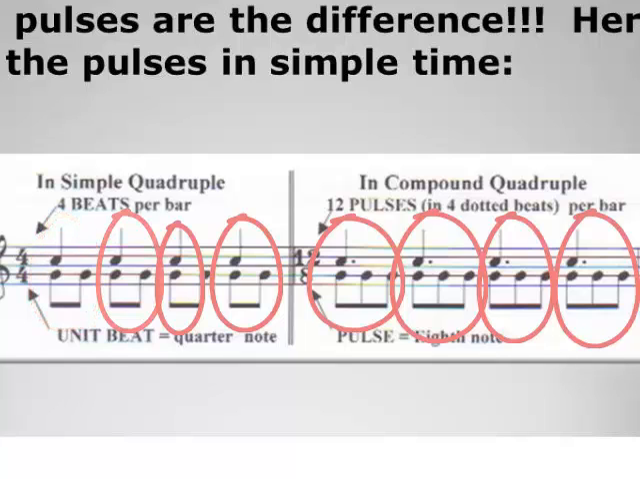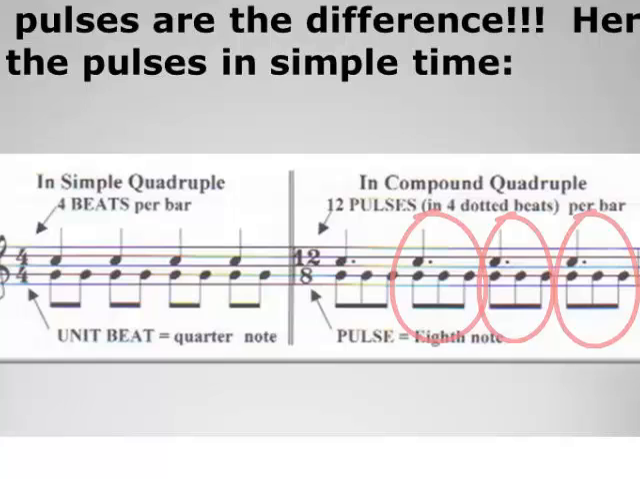In simple time, the bottom number is telling you what kind of note gets 1 beat. In compound time, the bottom number is telling you what type of note receives 1 pulse. What's the difference between simple and compound time? How we arrive at the unit beat.